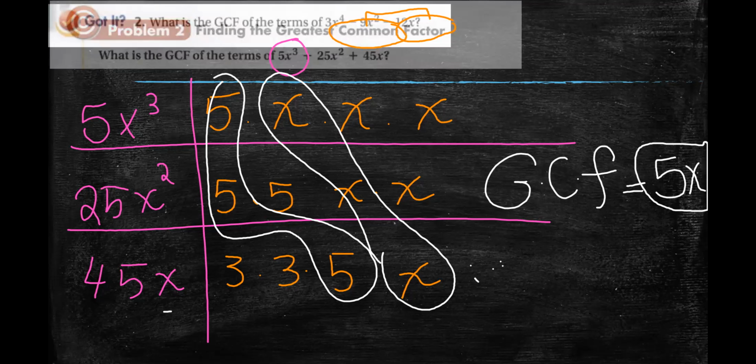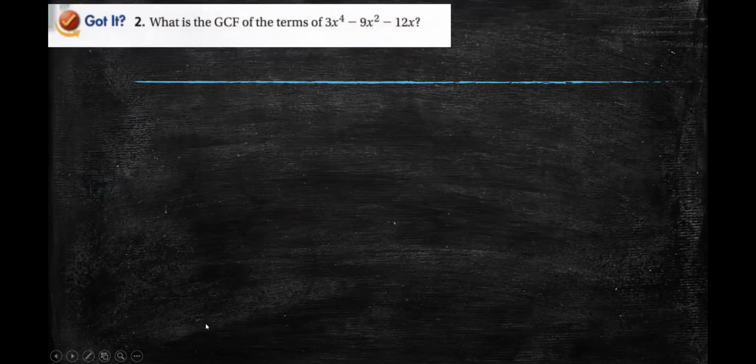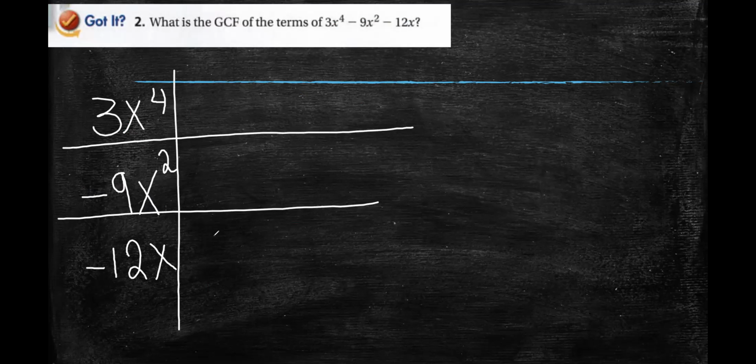Let's have another example. 3x to the power 4, negative 9x squared and negative 12x. Don't forget the negative sign. Then 3, it is a prime, so keep it as a 3. X raised to the power 4, how many x do we have? 4x.